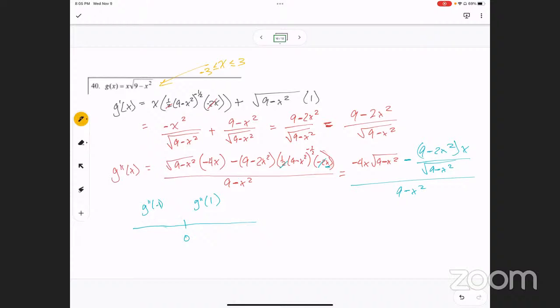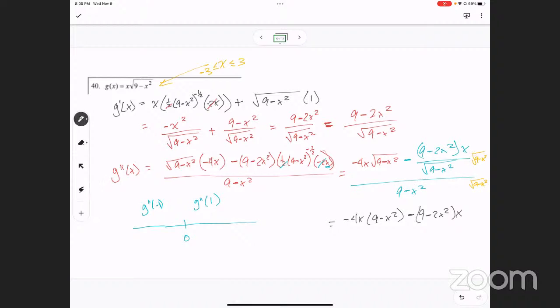What we're going to do is multiply the top and the bottom by the square root of 9 minus x squared. And that's going to cancel this out right here. It's also going to cancel the square root sign out there. Can you see that? Yeah. So it's going to be negative 4x, and then this is going to be 9 minus x squared minus 9 minus 2x squared times x, right? Because this just canceled here with that.